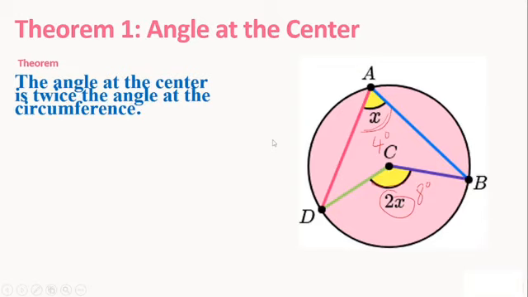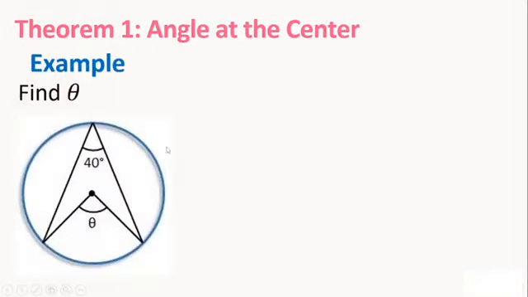So let us look at an example. For example, if you have this example right here, they are saying find theta. So this theta is the angle which is on the what? Which is on the center, and you have the angle which is on the circumference right here. So the angle on the circumference is 40 degrees, and the angle at the center we have a theta. So how can we find the value of theta? So to find the value of theta, we are saying the angle which is at the center is 2 times bigger than the angle on the circumference.